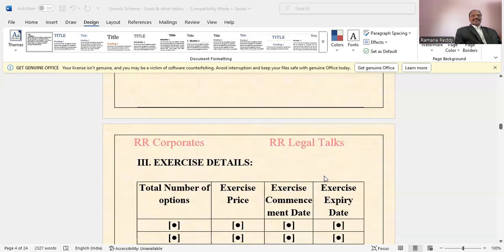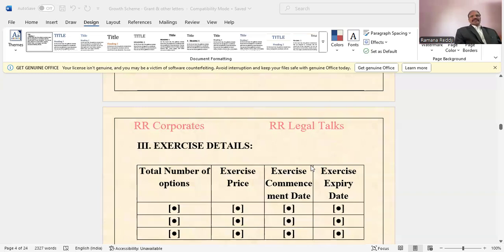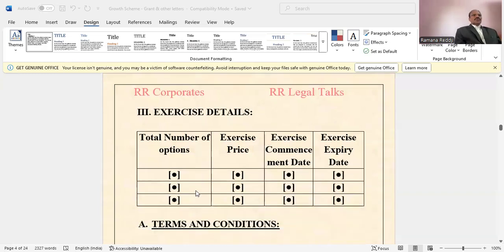So the grantee is getting the right to exercise. Once vesting happens, that is the commencement date for exercising the options. The total number of options we just discussed. You can write either the number of options or the percentage also: 30%, 20%, 30%, 20%, or 25%, 25%, 25%, 25%, over 4 years.